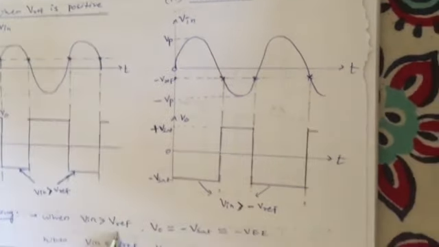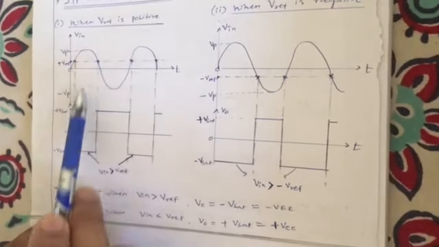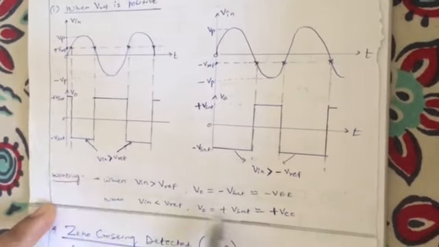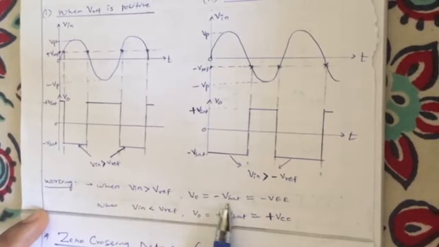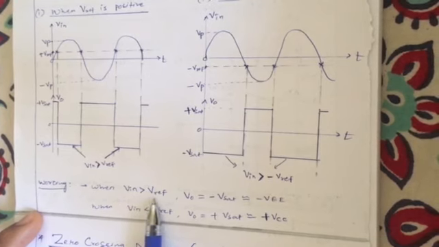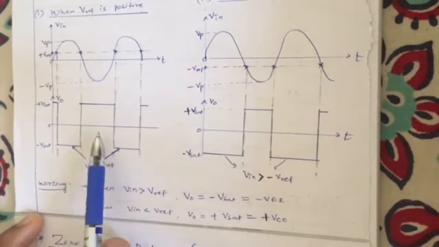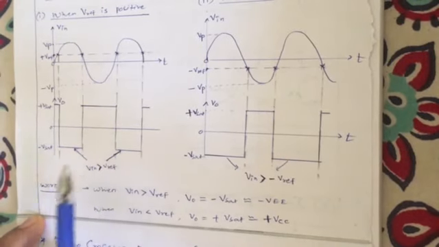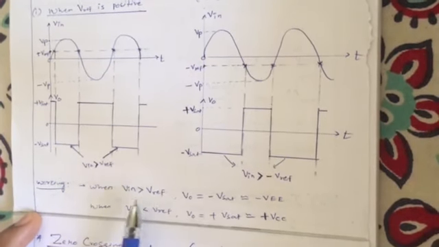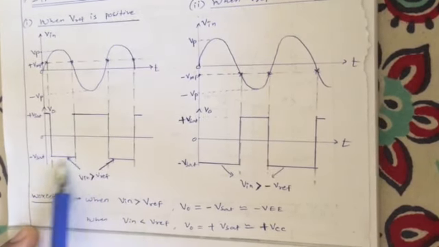When Vin is greater than V reference, that means here, student, when Vin is greater than V reference, the output jumps to minus V sat. You may wonder why the output jumps to minus V sat even though Vin is greater than V reference. Student, this is because of the inverting configuration, because in an inverting comparator there is a phase shift between input and output. Therefore, whenever Vin is greater than the V reference voltage, the output becomes minus V sat.